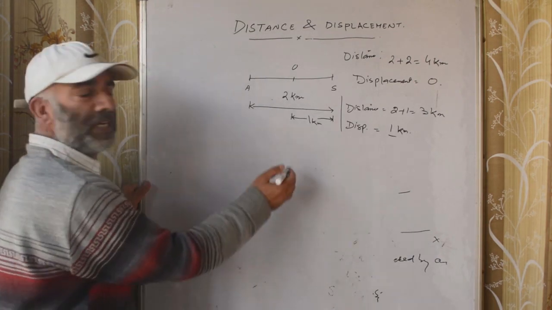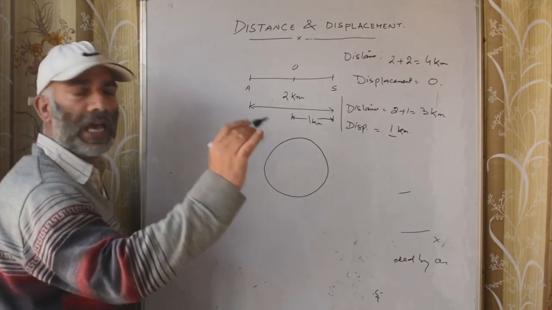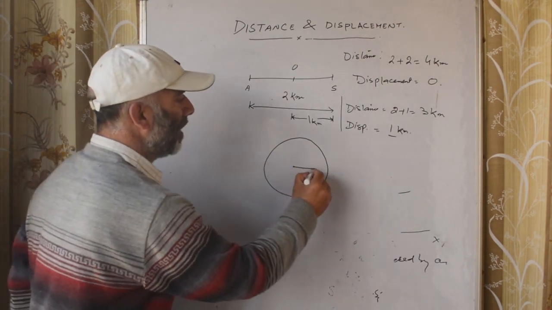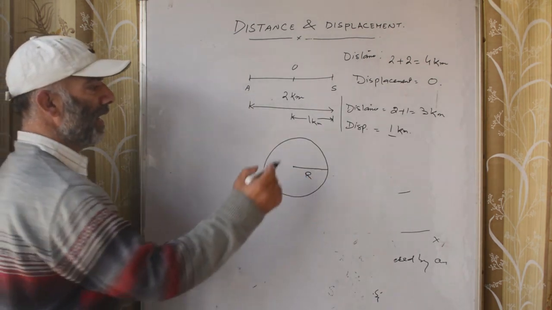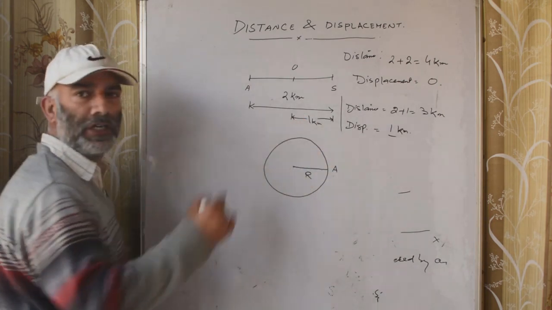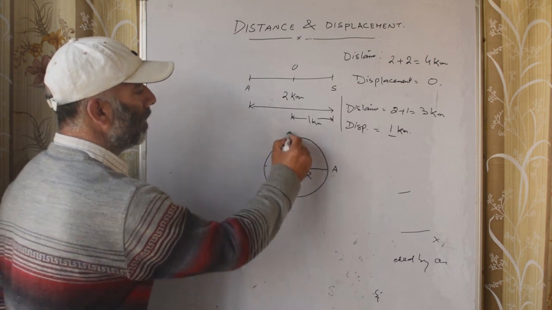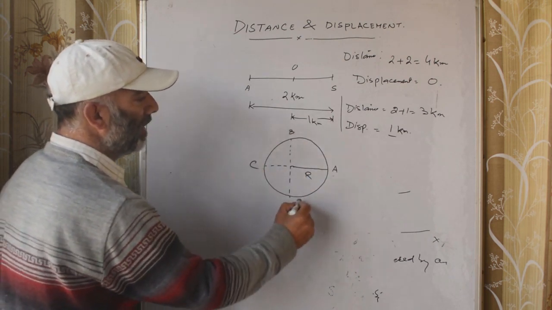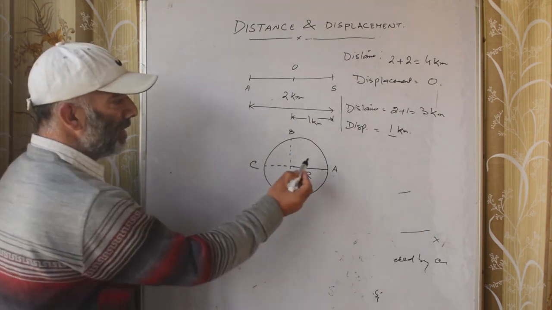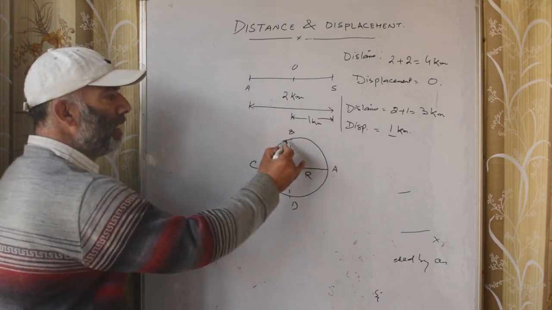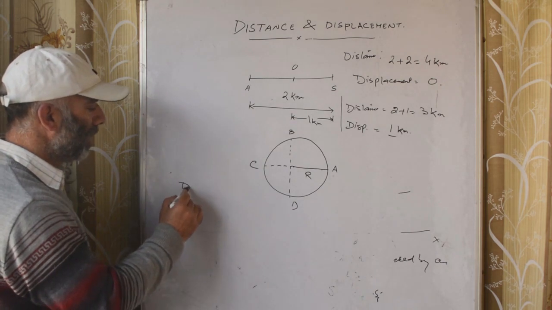If a person moves on a circular track, just like this, having a radius, you can take any value. Let me take the value equal to capital R as the radius. The person is going to start its journey from A, reach the point B, then C, D, and finally the point A. Now the question is, if the person moves from A to B, how much is the distance covered and how much is the displacement?